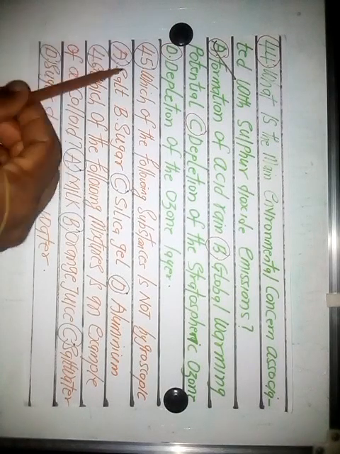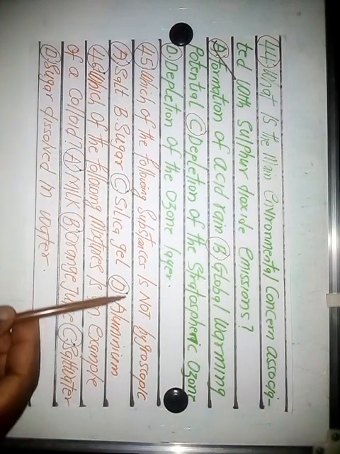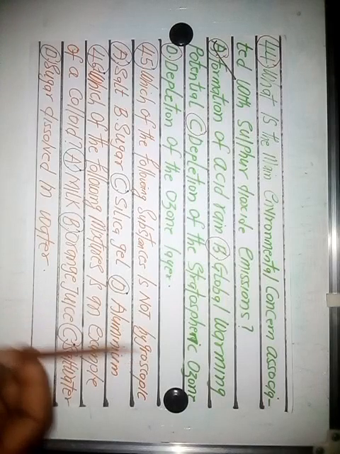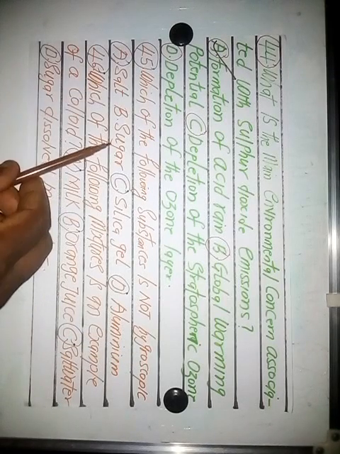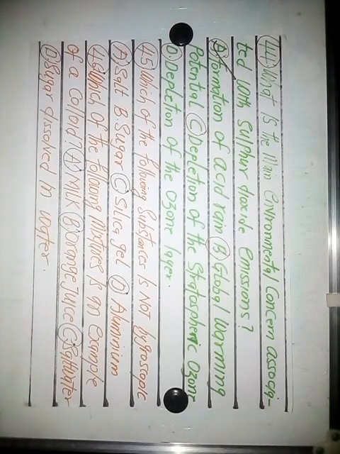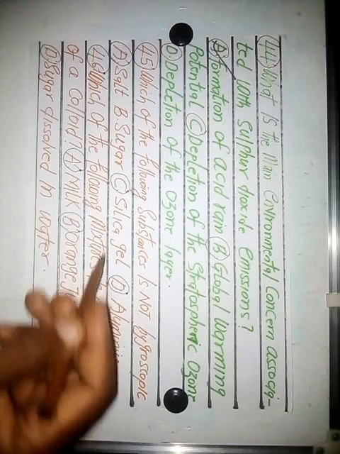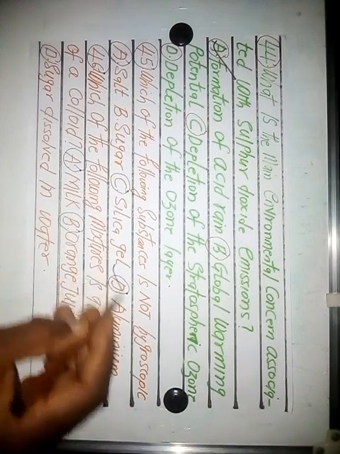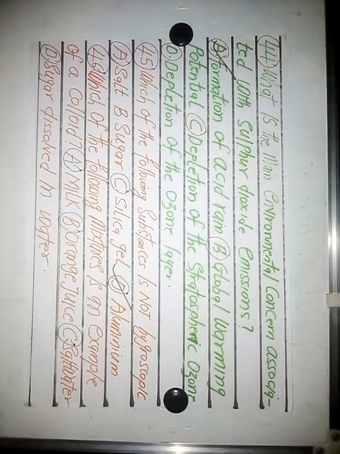Alright, 45. Which of the following substances is not hygroscopic? We have salt, sugar, silica gel, and aluminium. So your answer will have to be the one that is a metal. When you say hygroscopic, it means they absorb moisture or water from the atmosphere. So your answer in this case has to be the metal, aluminium.